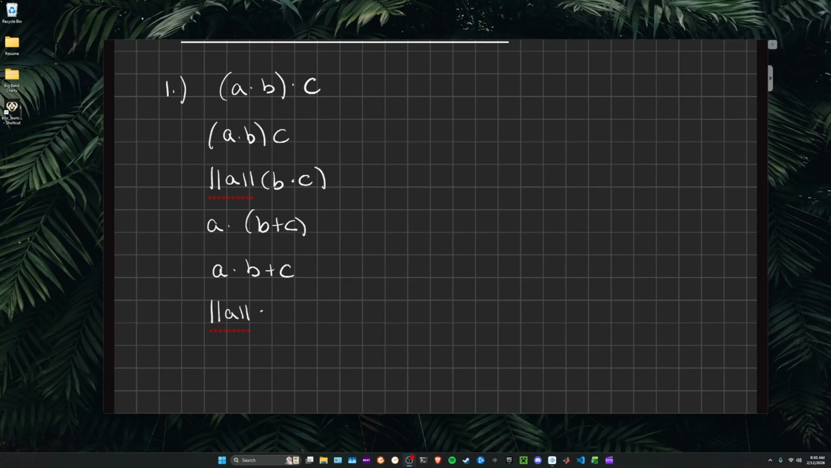Okay, then finally we have the norm of A dotted with B plus C. This is also meaningless. The norm of A is a scalar. Dot product requires two vectors, so we'd have a scalar dotted with a vector, which is not defined for the dot product. Okay, and that's problem one.